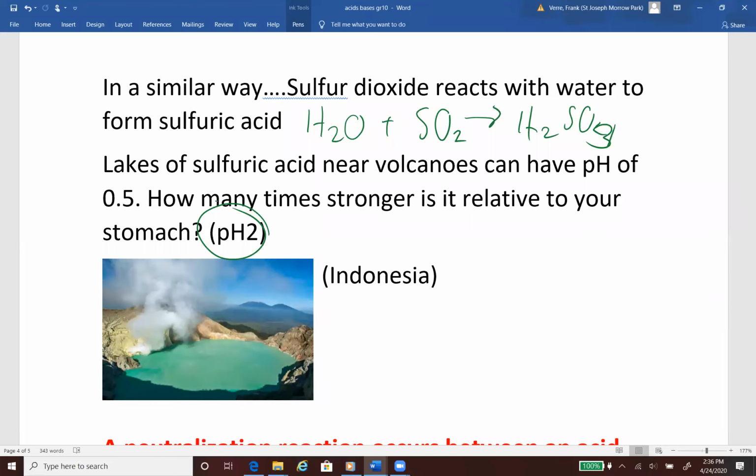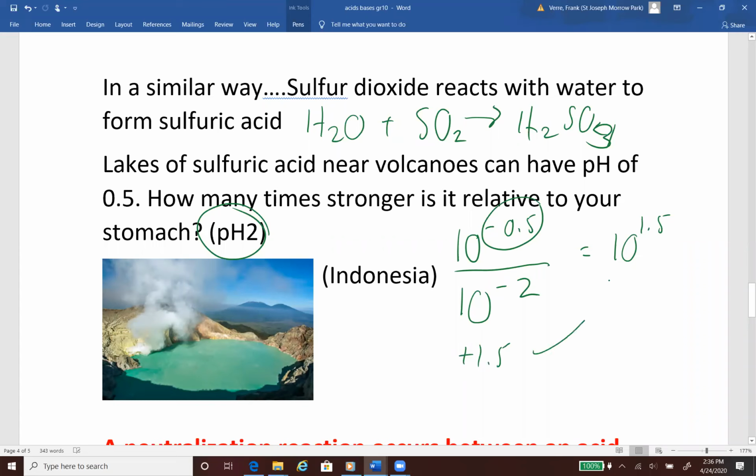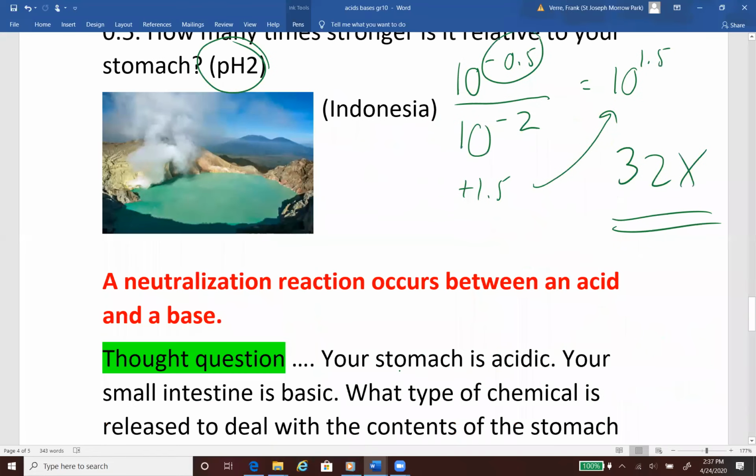So if we go back to what we were doing before, if you did the math, you do the negative logarithm, right? So 10 to the negative 0.5 or 10 to the negative 2 would give you an answer of about 10 to the power of 1.5, because remember, negative 0.5 minus negative 2 would mean positive 1.5. So the answer is 10 to the power of 1.5. We're not going to do anything that's not a whole number, but just so you know, let me punch it in my calculator, 10 to the power of 1.5 is about 32. It's about 32 times stronger than the acid that's in your stomach. So you definitely don't want to be swimming in this lake. You would not survive. You would just dissolve.